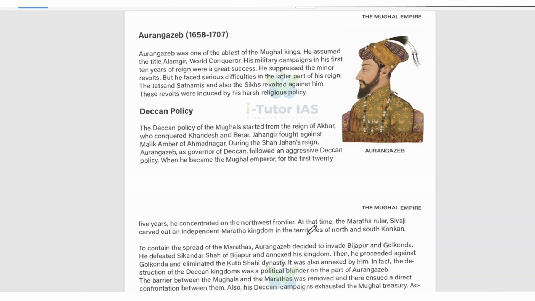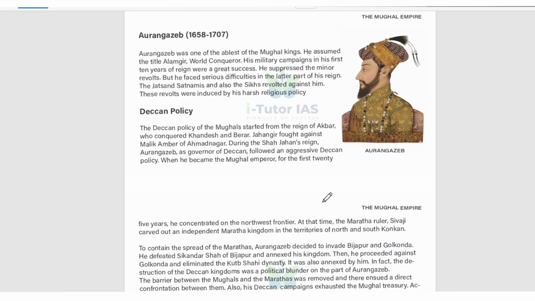And the Satnamis and also the Sikhs revolted against him. And these revolts were induced by his harsh religious policy. And this is just the opposite of Akbar. Deccan policy. What is Deccan policy?